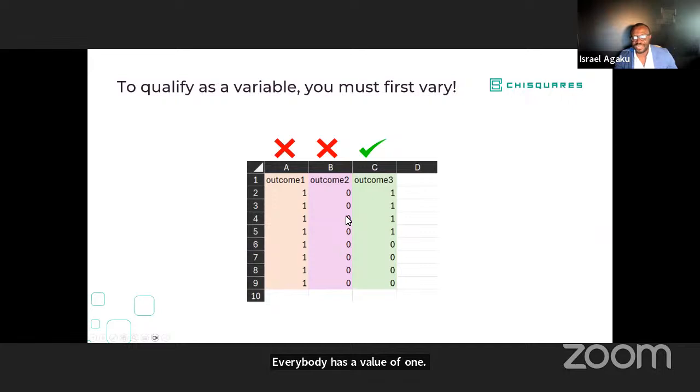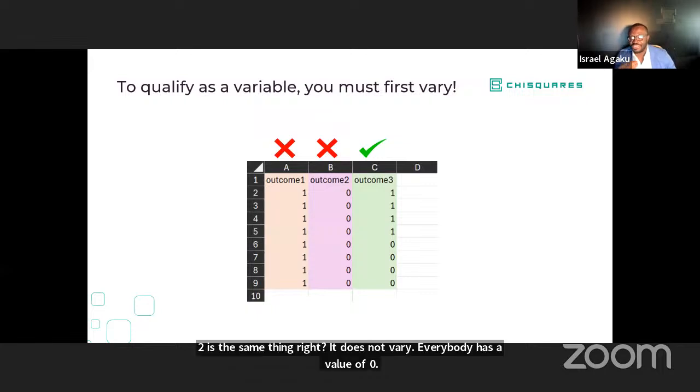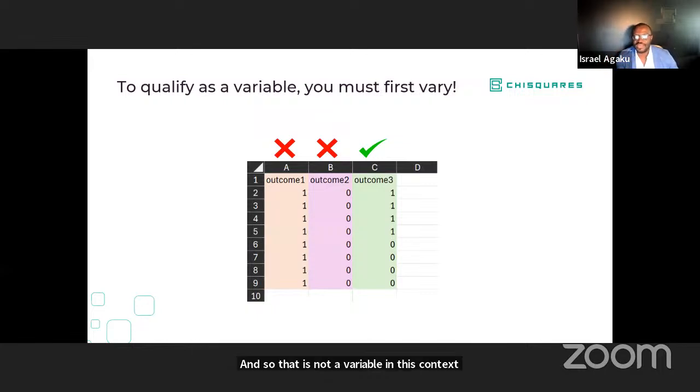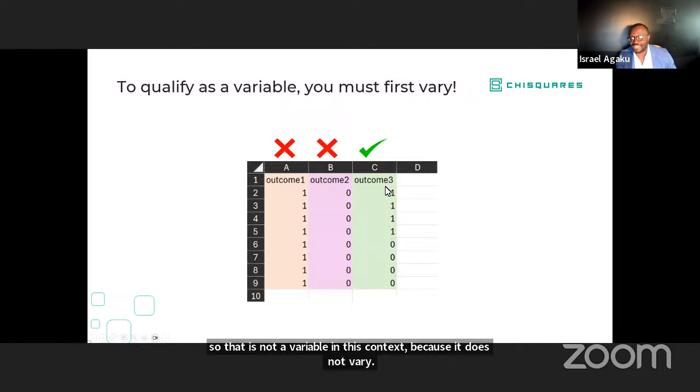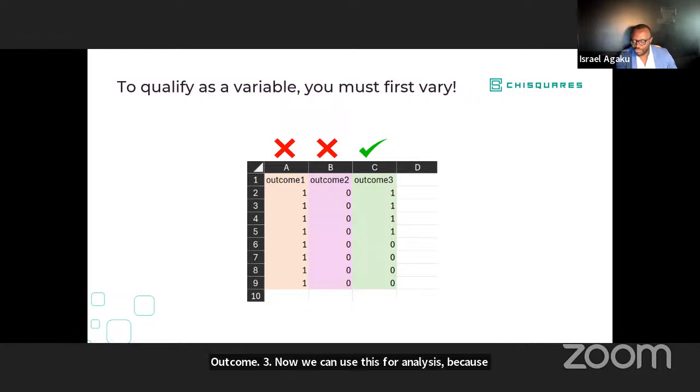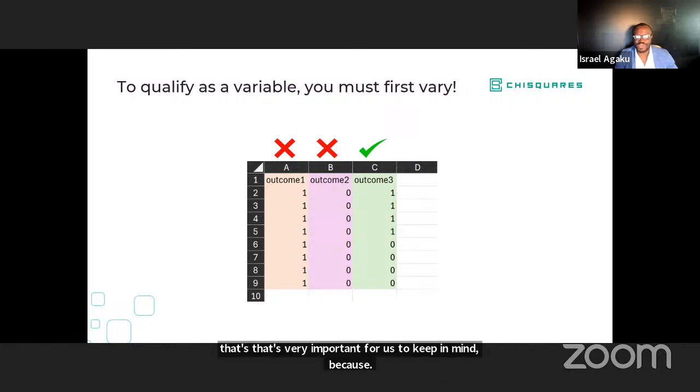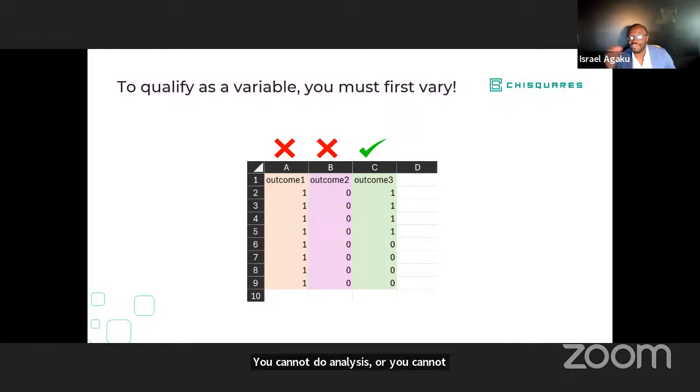Column 2 is the same thing, right? It does not vary. Everybody has a value of 0. And so that is not a variable in this context because it does not vary. Now, outcome 3, now we can use this for analysis because there is variation there. Some people have a value of 1, some people have a value of 0. So very importantly, for a variable to be a variable, it must first of all vary. So that's very important for us to keep in mind because you cannot do analysis or create visualization or do anything with a variable that does not vary because it is not a variable. So that's the first thing that we want to keep in mind.